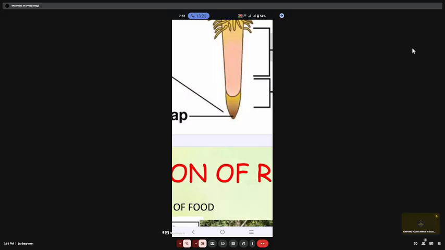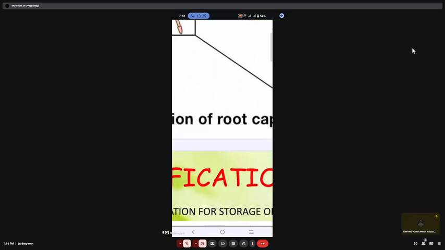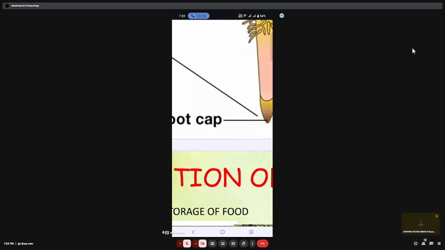Am I audible? Yes, ma'am. So the apex of the root, the tip of the root, is protected by a thimble-like structure called the root cap. In aquatic plants, instead of root cap, a loose sheath is present, called the root pocket. Example: Pistia and Eichhornia. One additional point: the largest root cap is present in which plant? Pandanus. Make a note of it. It is one of the screw pine varieties.